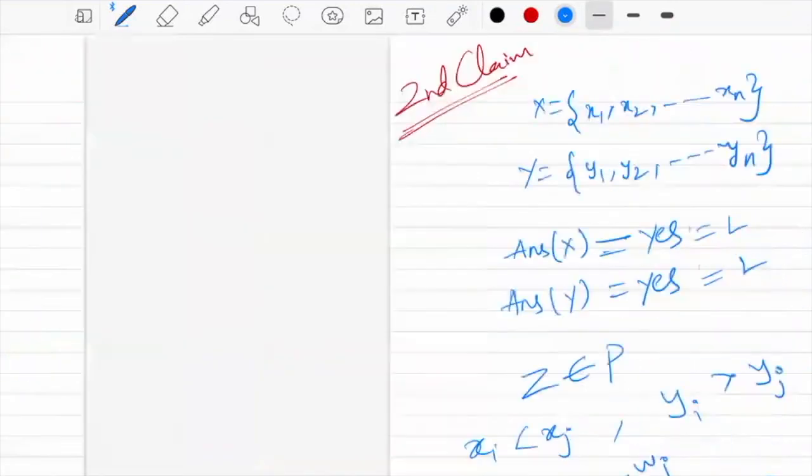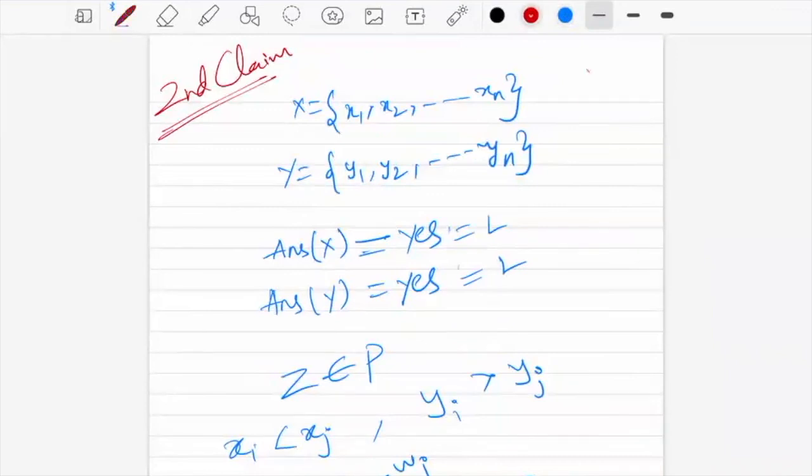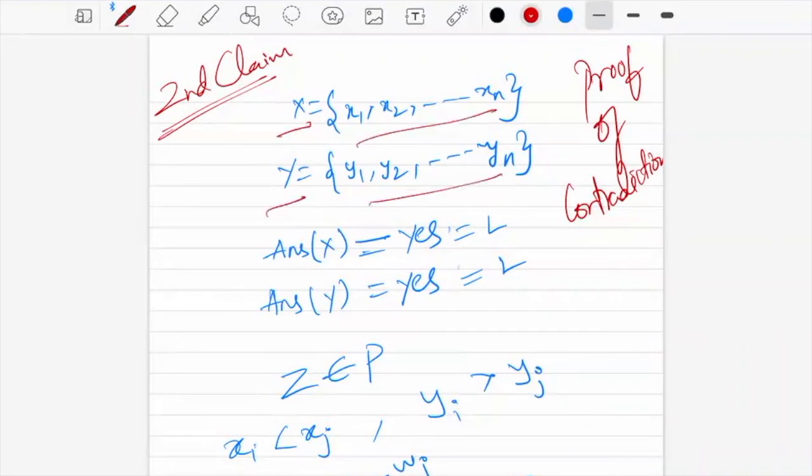To prove that, we will use proof of contradiction, to prove that both instances are reaching different leaf nodes. So in this, let us take instances X and Y, which have coordinates X1 to XN and Y1 to YN. As per proof of contradiction, I am thinking that both X and Y instances are reaching the same leaf node, not different leaf nodes.